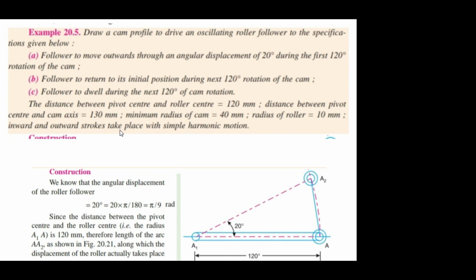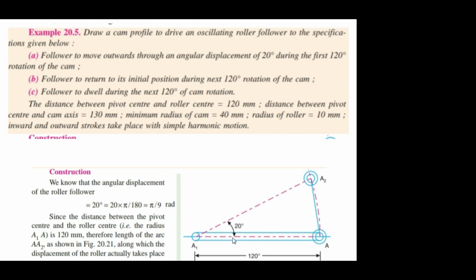Inward and outward stroke takes place with simple harmonic motion. So the numerical is related to oscillating follower. In oscillating follower, there is an angular displacement. About this pivot, the follower arm is going to oscillate with an angular displacement of 20 degree. To have the oscillation of follower through 20 degree, the cam has to rotate 120 degree during the outstroke.